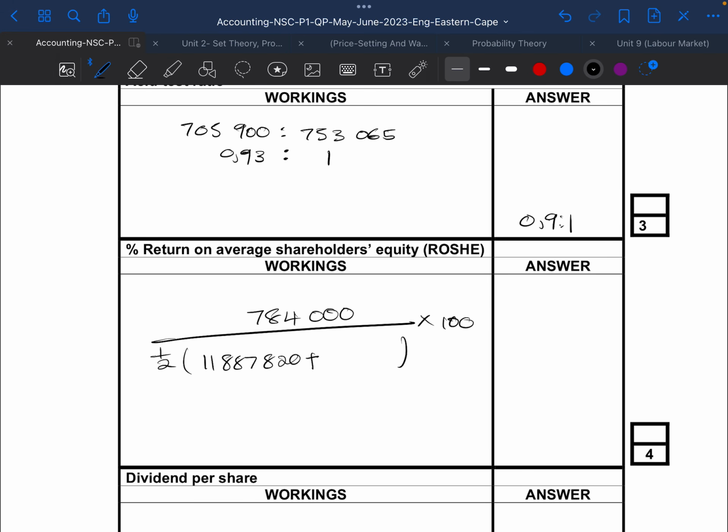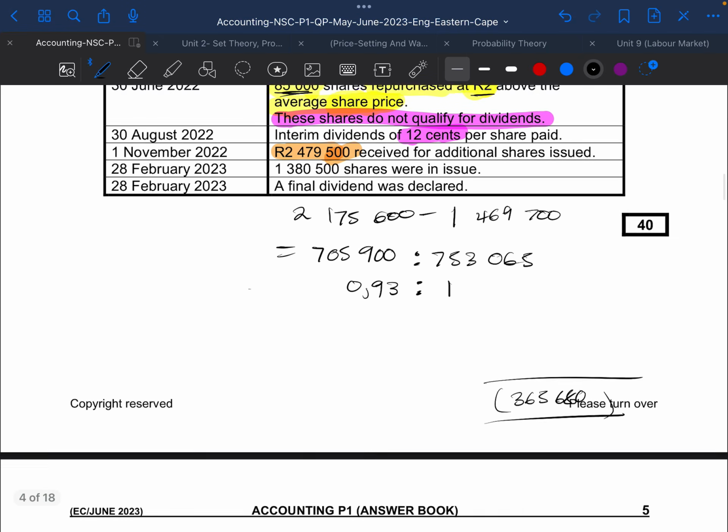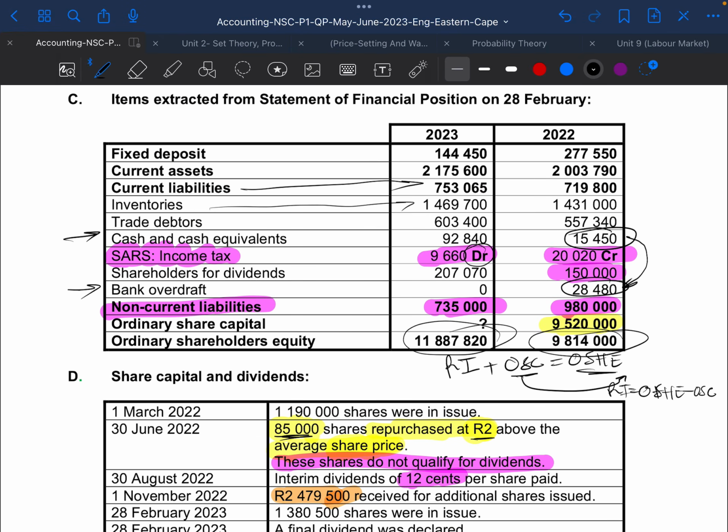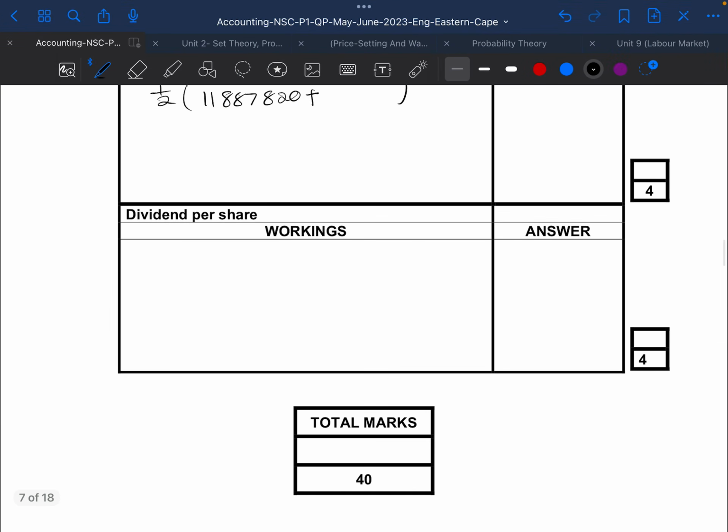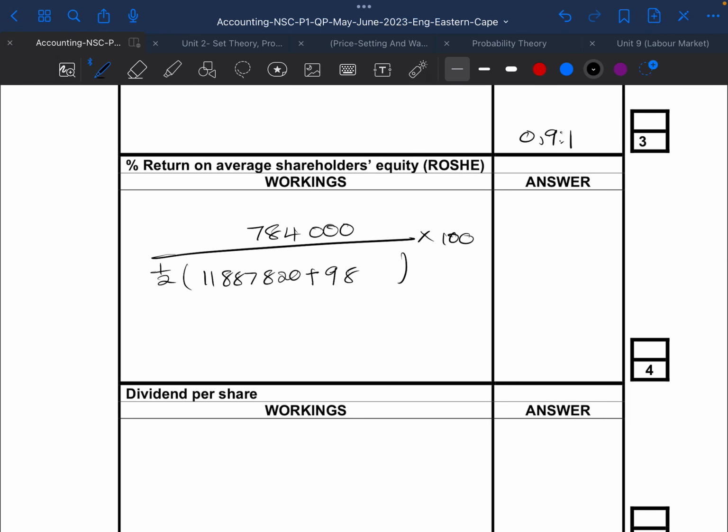820 plus, okay, let's check. I don't quite remember the numbers because they are far from here. So it's 9,814, sorry, it's 9,814. All right, and then we're supposed to calculate 784 over half. You can just simply type 0.5 times 11,887,820 plus 9,814, times 100.